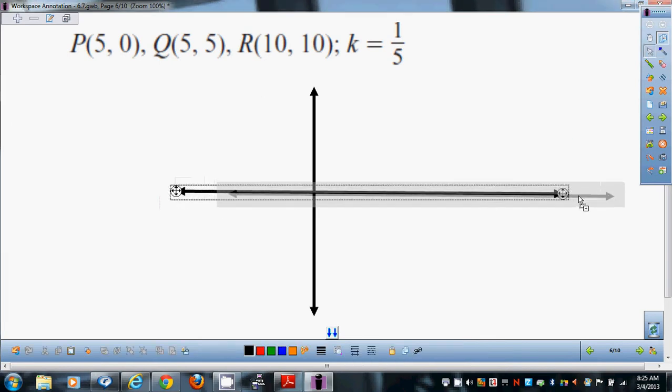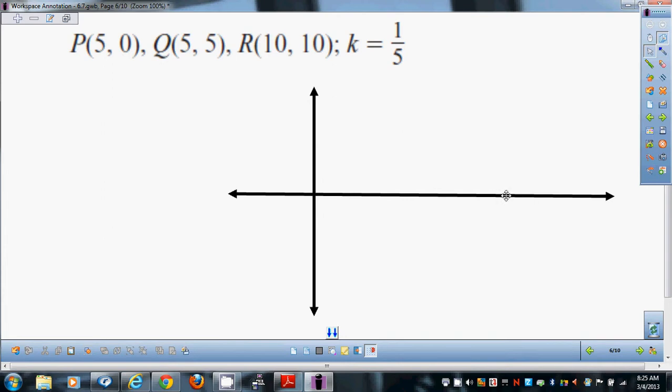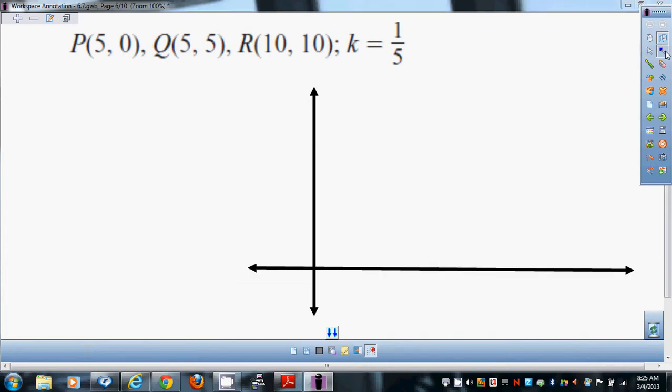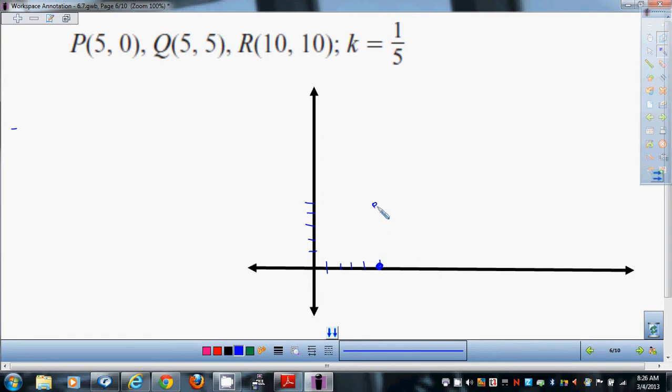First coordinate, 5, 0. 1, 2, 3, 4, 5. 5, 5. 1, 2, 3, 4, 5. And 10, 10. 6, 7, 8, 9, 10. This isn't perfect, but it should look something like that.